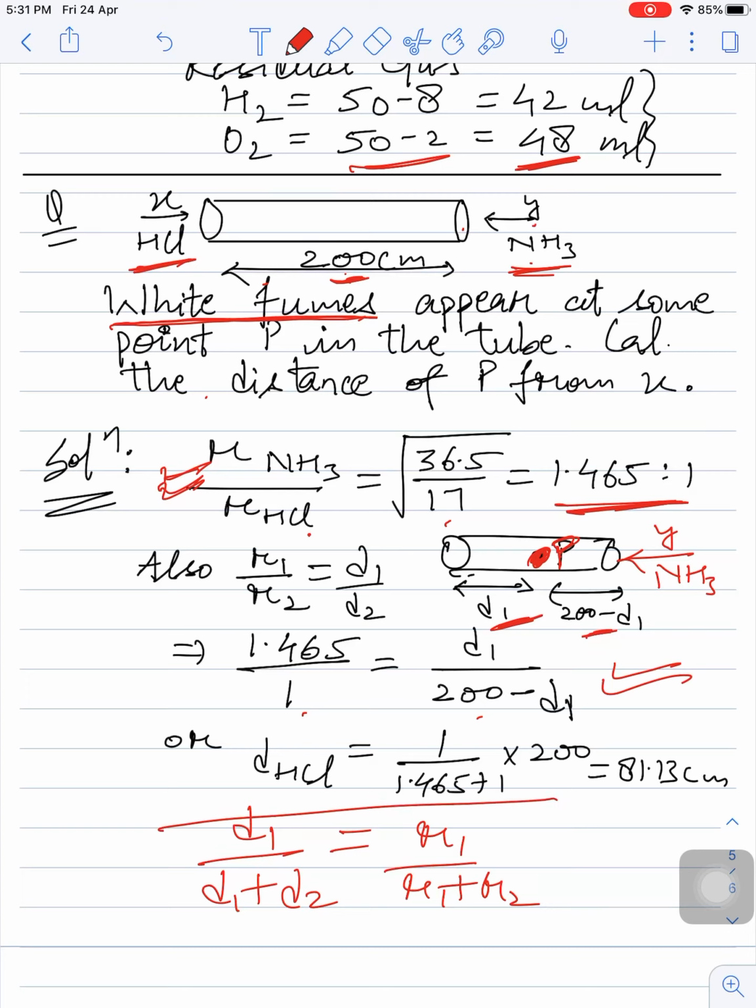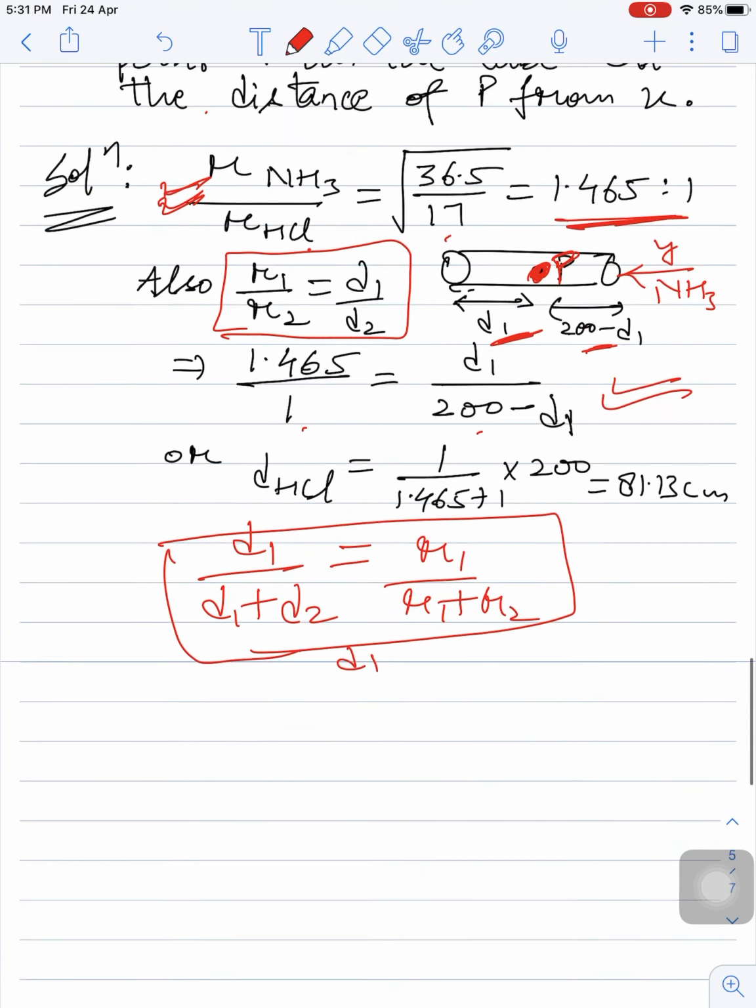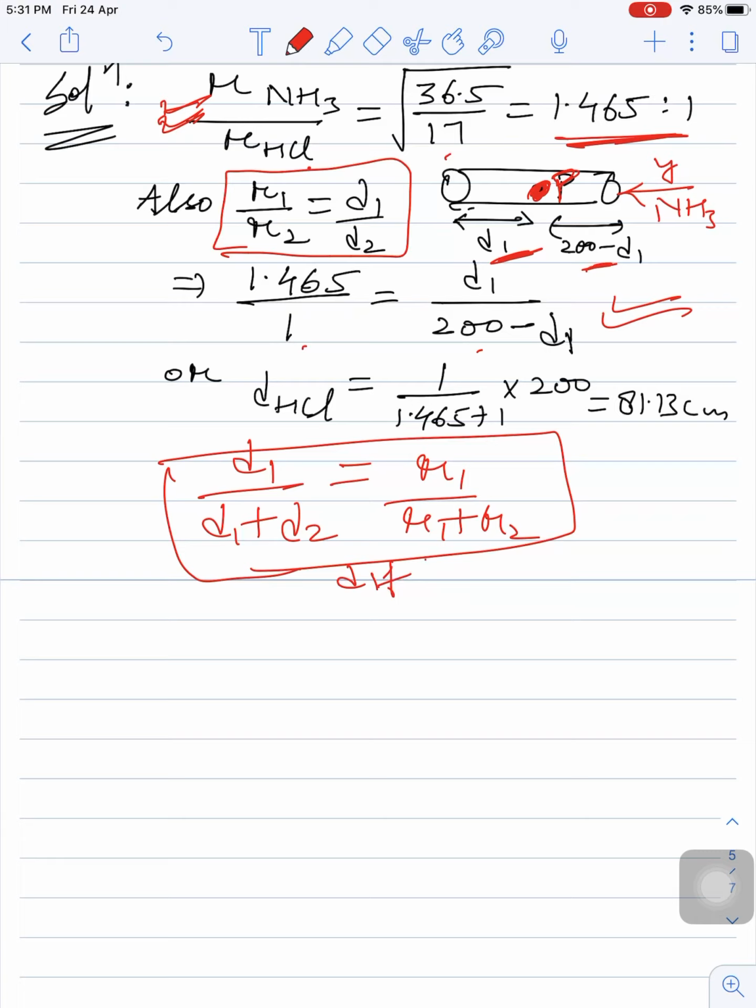Either you can use this one. This is simple mathematical manipulation. Basically we are using this one and we are done with the question. So we can simplify D1 and get the answer. Or you can just inverse it, that is D1 plus D2 upon D1, because what we have studied is D1 upon D2. We are simply taking the inverse of it.